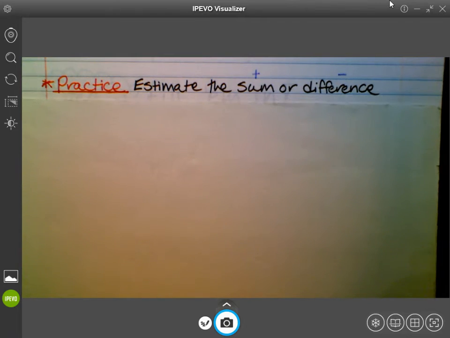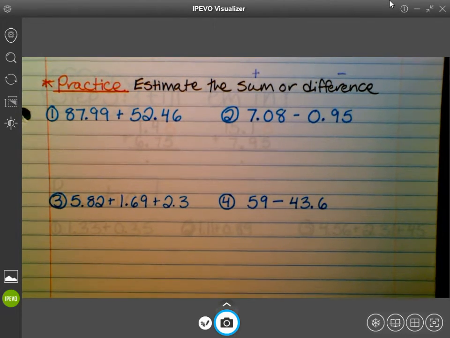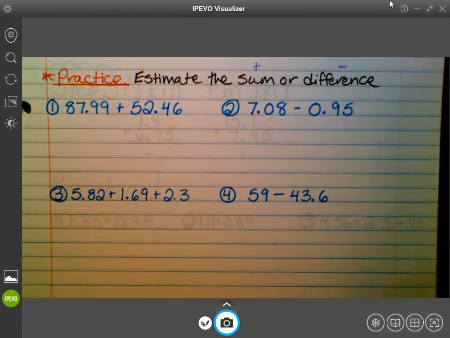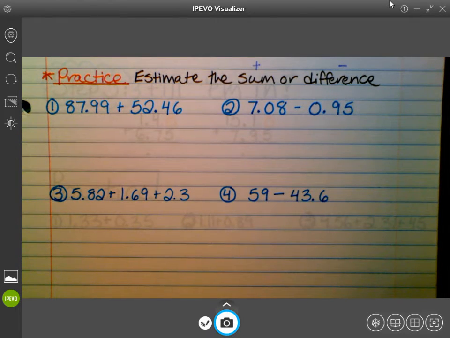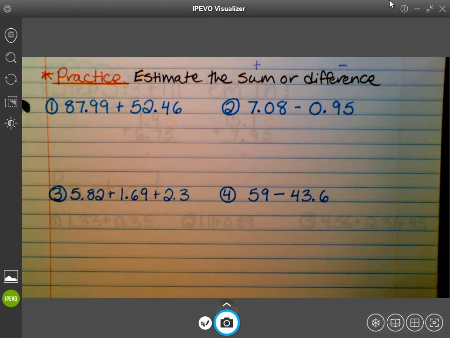So we have 4 problems. Like I said, there's some addition and some subtraction. So go ahead, get them written down. You will notice number 3 does have 3 different numbers you're adding. Don't let that freak you out. We're just doing the same thing, except there's a 3rd number we are rounding and adding.